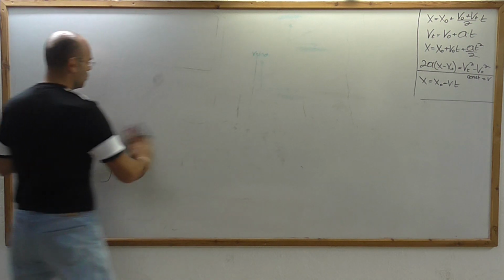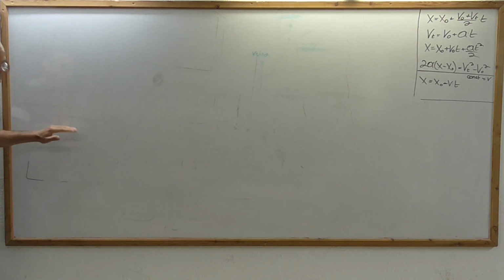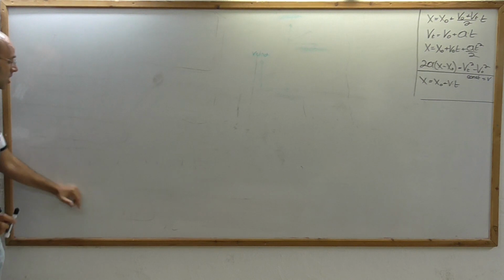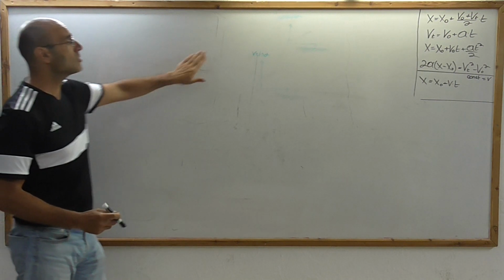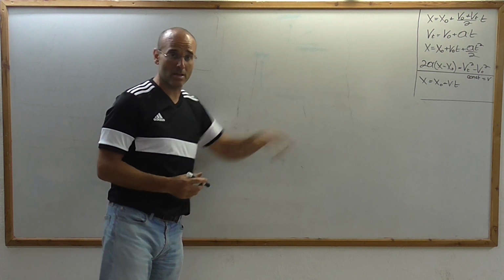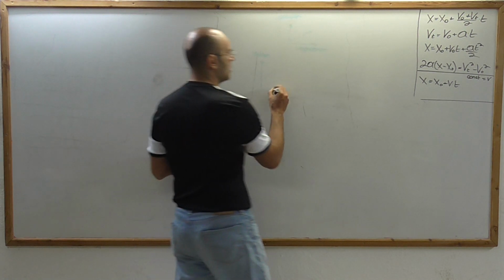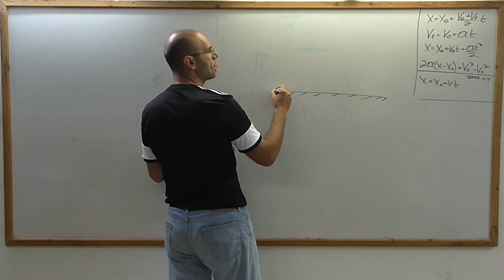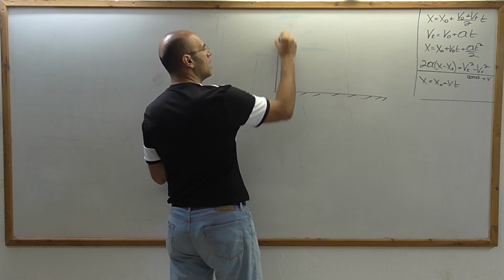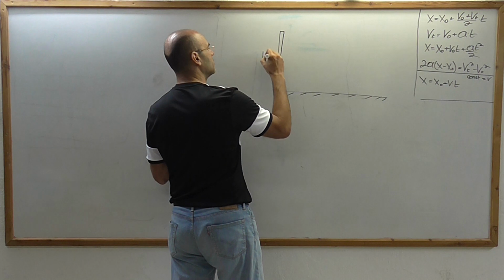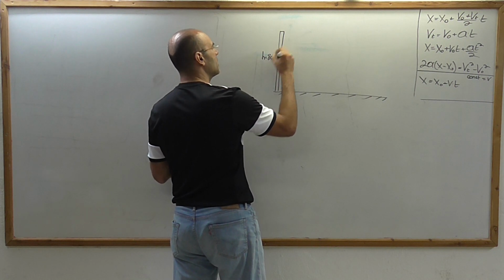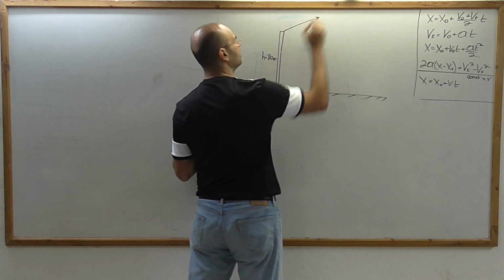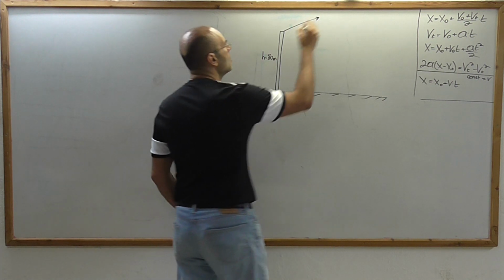And now I'm going to show you a problem that if you try to use these equations, you will be wrong. Why? Because I'll add something in the problem. Okay, let's say this is the problem. I have a tower which is 80 meters, and I throw a ball like that.